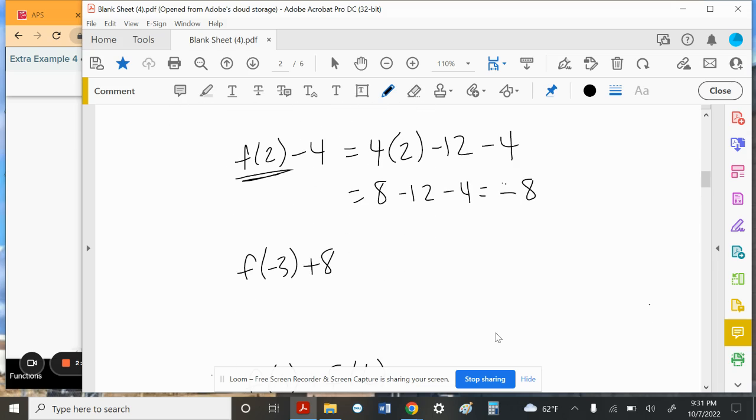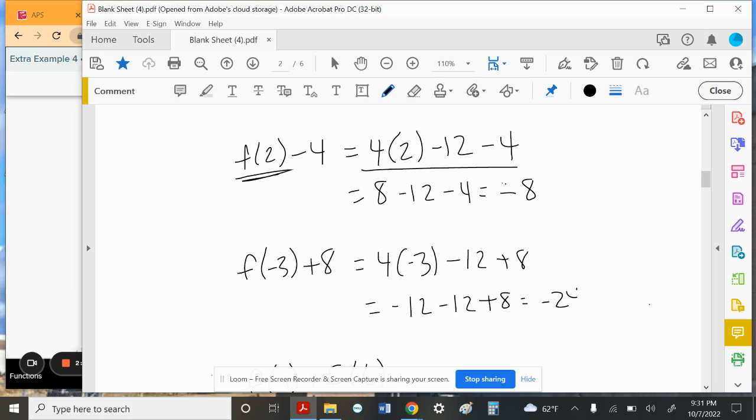Okay, f of negative 3. I can see the equation from here, so I know what it looks like. So I'm just going to plug in a negative 3, so 4 times negative 3 minus 12 plus 8. That is negative 12 minus 12 plus 8, which is negative 24 plus 8, which is negative 16.